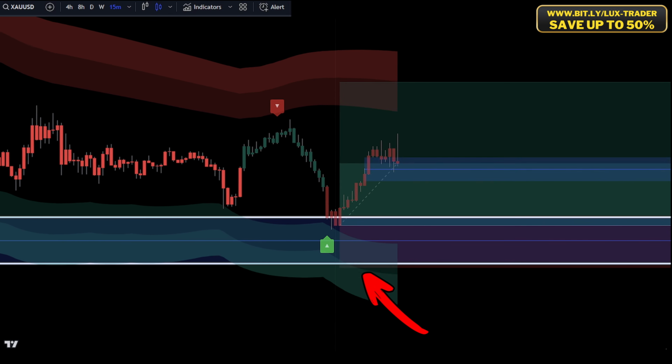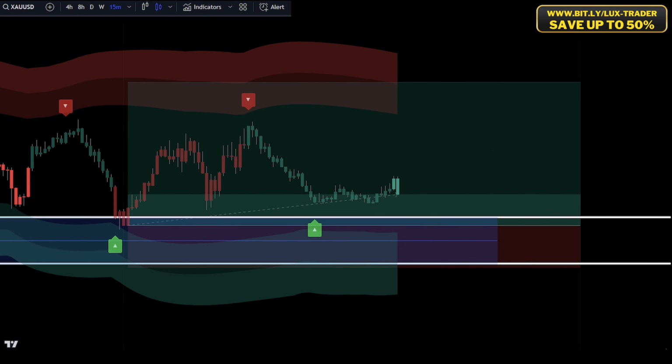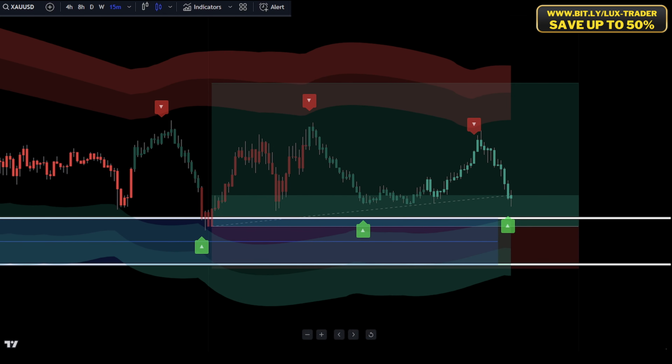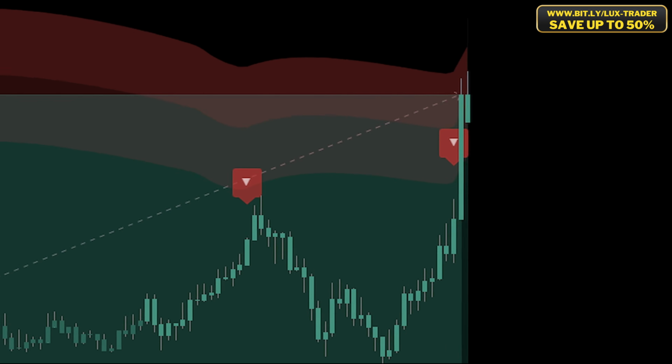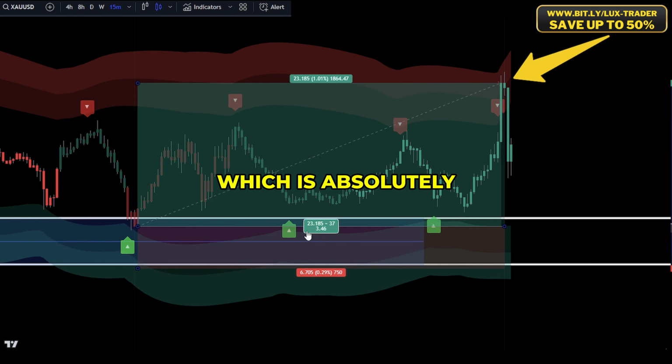Now for the stop loss, you want to use the fair value gap and place it slightly below. And for taking profit, you do not want to use a fixed risk-reward ratio. Instead, you want to wait for the price action to reach the middle of the upper reversal band. In this example, we would have closed our trade in profit just right here, with a risk-reward ratio of 1 to 3.5, which is absolutely awesome.